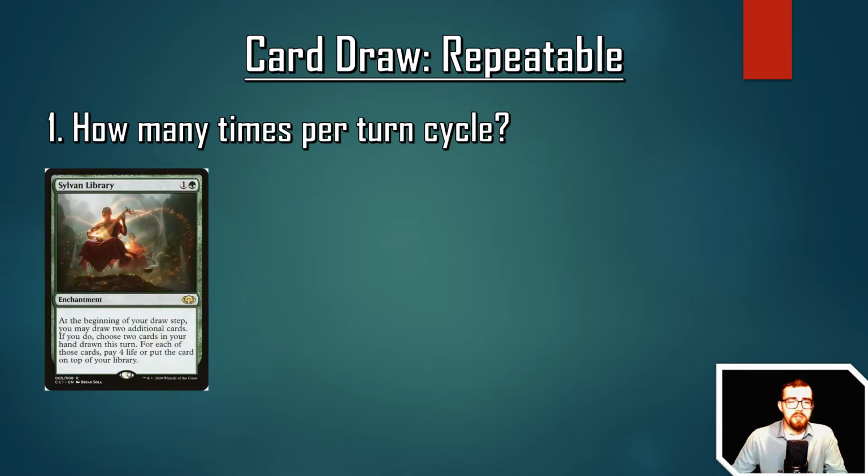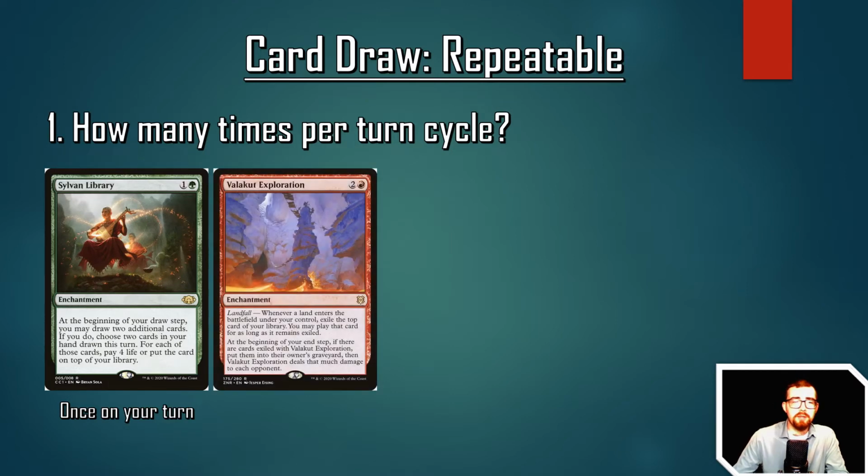As our first example, we'll take Sylvan Library, which is an enchantment, 1 and a green. At the beginning of your draw step, you may draw 2 additional cards. If you do, choose 2 cards in your hand drawn this turn. For each of those cards, pay 4 life or put that card on top of your library. So it gives you the option to draw up to 3 cards, and it's 1 time per turn cycle. So once on your turn is how often you're going to see that.